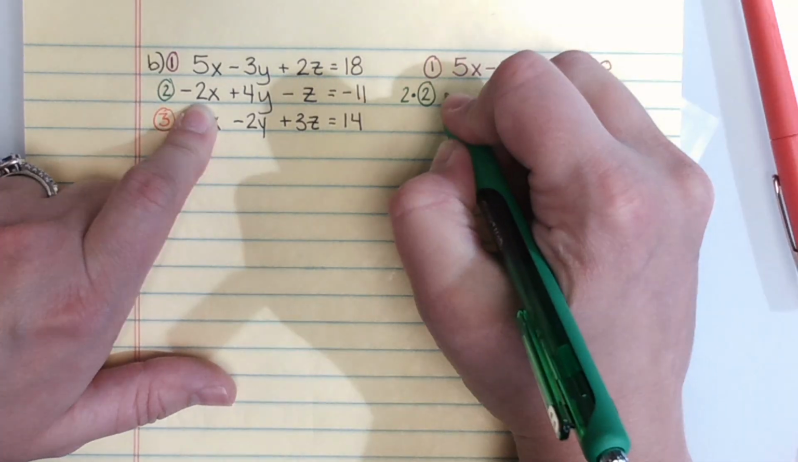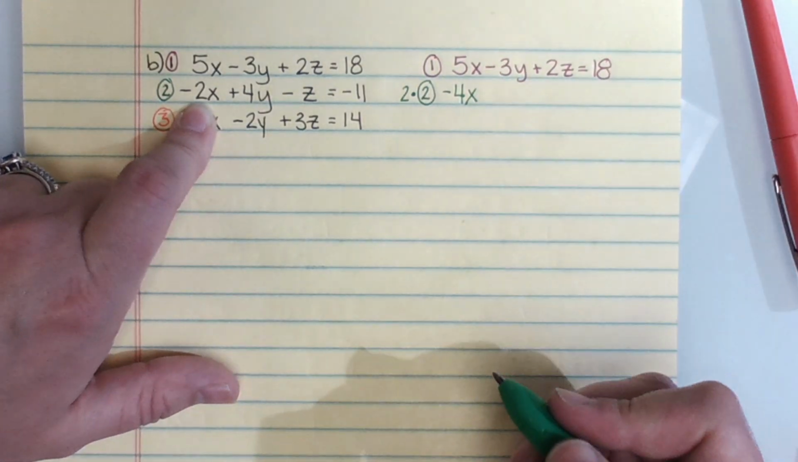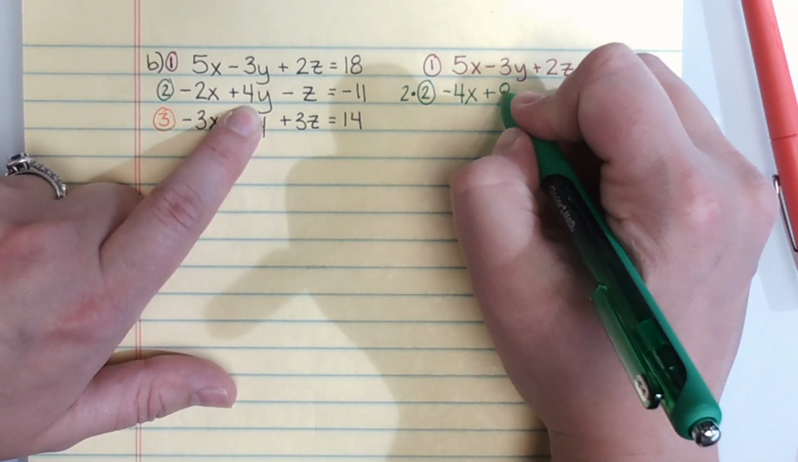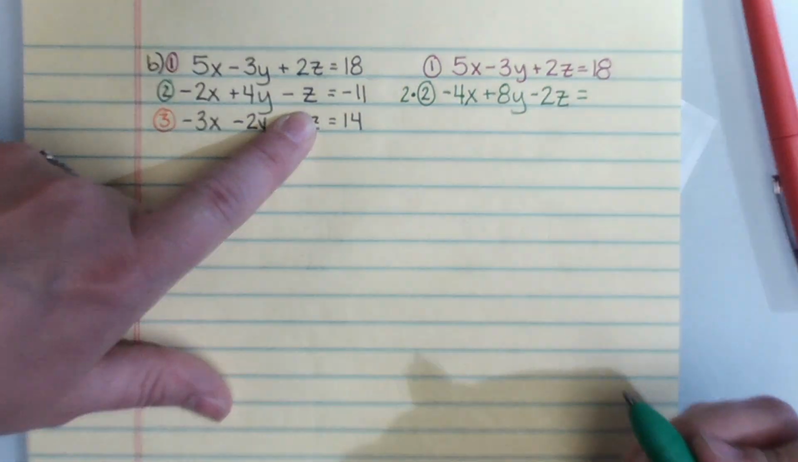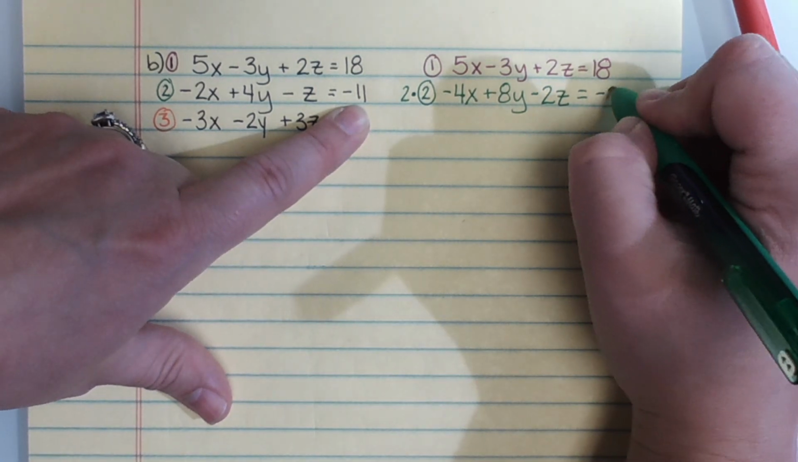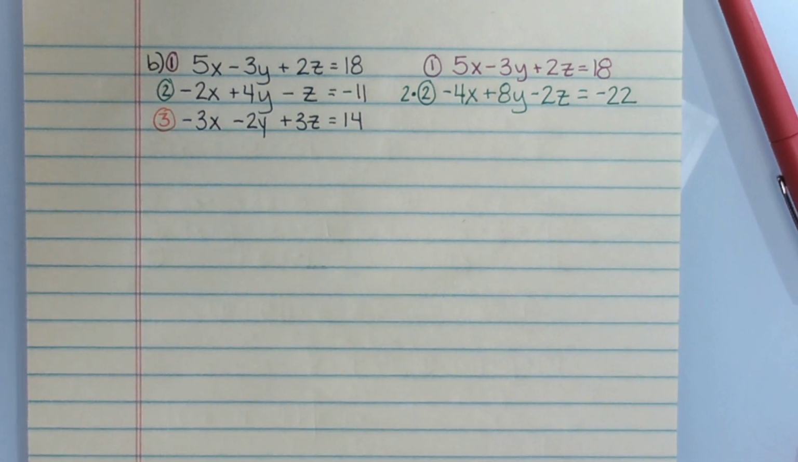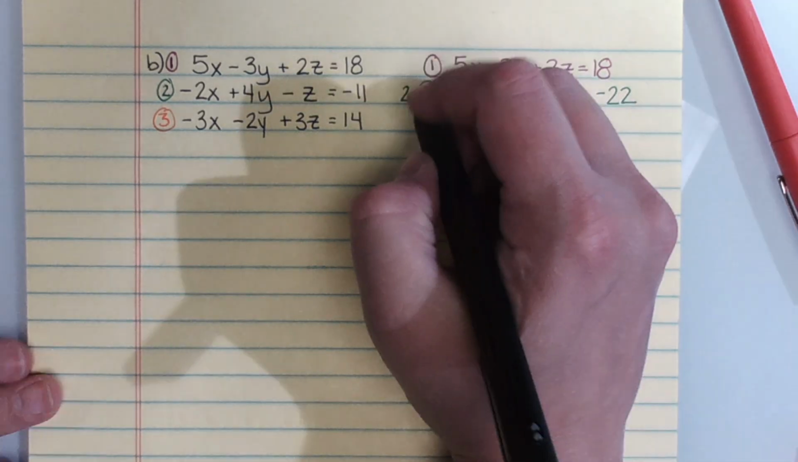2 times this, negative 4x. 2 times this, positive 8y. 2 times this, negative 2z. Do not forget to also do 2 times the constant. Now what? Add it together. Add them.